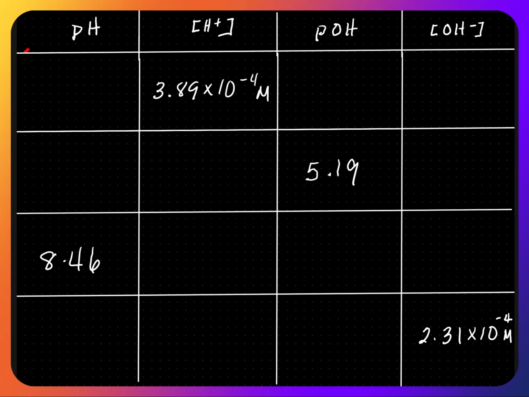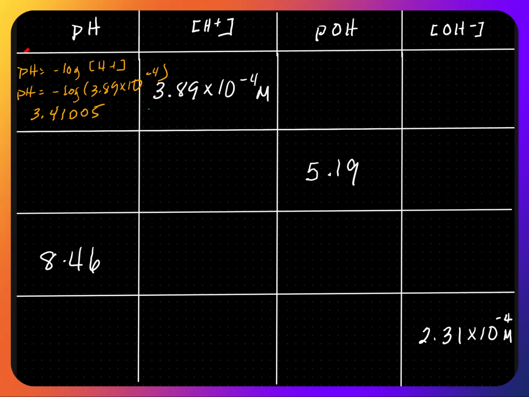To find the pH, pH is equal to negative log of H+ concentration. So this is going to be pH is equal to negative log of 3.89 times 10 to the negative 4. Plugging it into the calculator, you just go from left to right, negative log 3.89 times 10 to the negative 4th, and you should get 3.41005. So now we have to do sig figs.